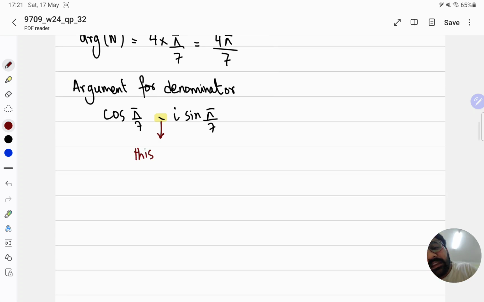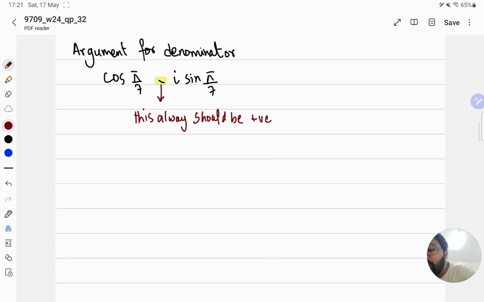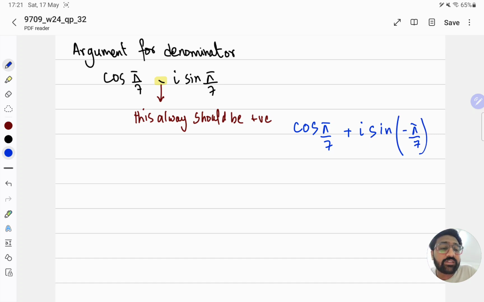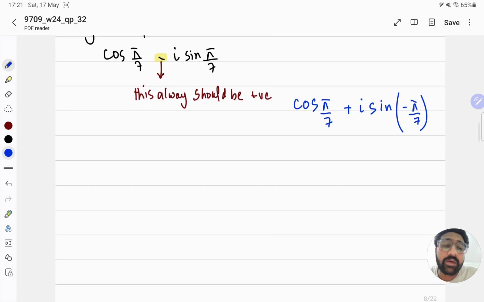This always should be positive. So in order to make this positive, I have to write it as cos pi by 7 plus i sine minus pi by 7, because of the property of sine. But if you see over here now, the angles of both of them are not the same.